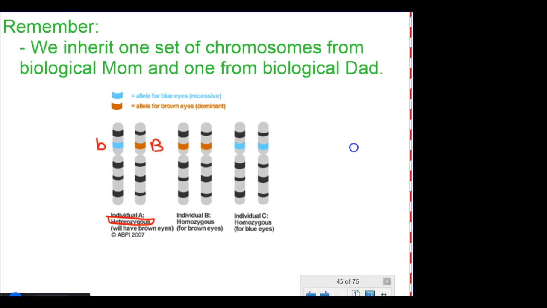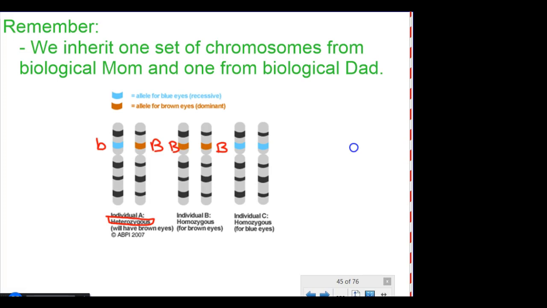Here, the individual has two brown-eyed alleles. Because they have two alleles that are exactly the same, we say the word homozygous. Homo means the same. It does not refer to a sexual lifestyle in this case. Okay.